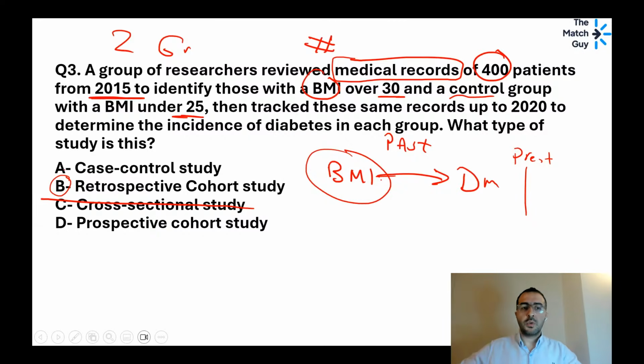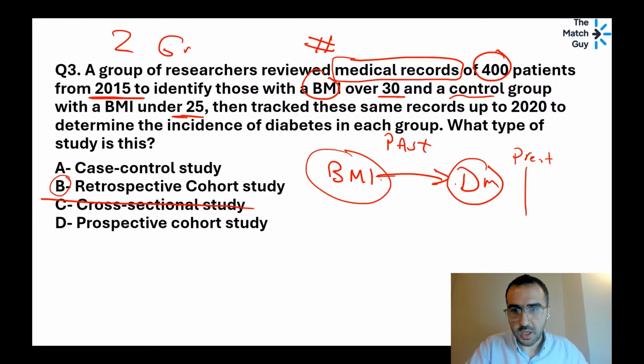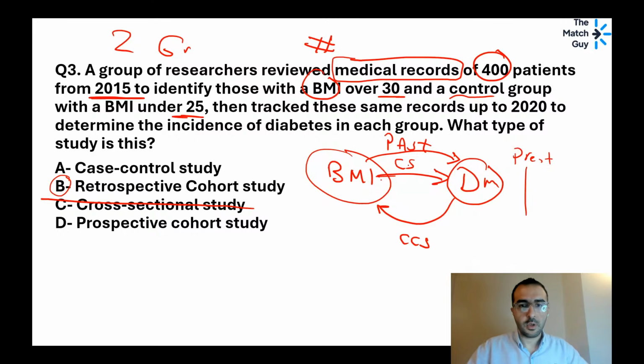The difference between retrospective cohort and case control is, both of them we look in the past retrospectively, but in case control, you start with a disease like diabetes, and you look for BMI. So this one is a case control study. But if you start with BMI and look for diabetes in the past, well, this one is a retrospective cohort study.